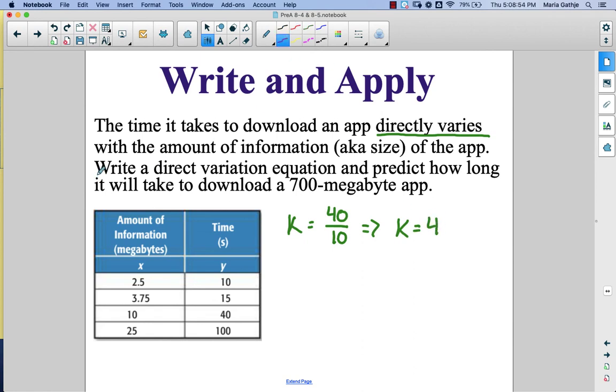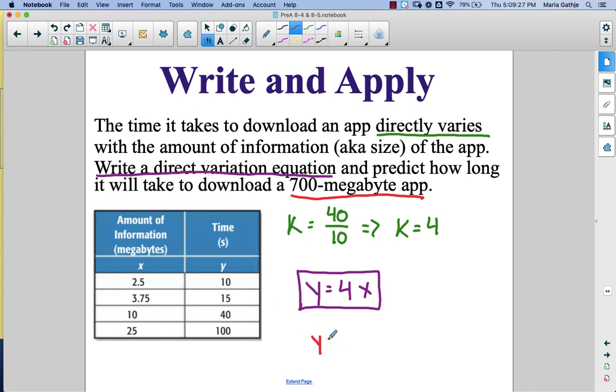Then it asks you to write the direct variation equation. That's saying y equals kx, but in this case, we know that our k we just solved is equal to 4. That is the equation. That is the first direction they give you. Then it asks you to predict how long it will take to download an app that is 700 megabits. So 700 megabits then is an x value.